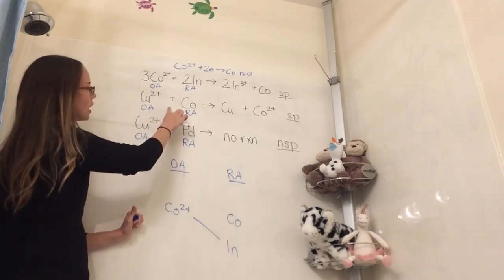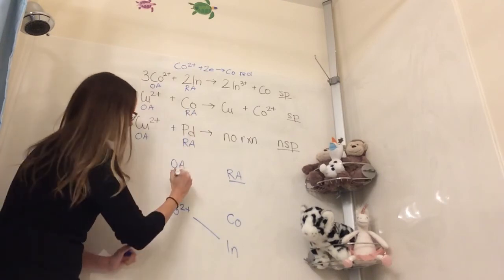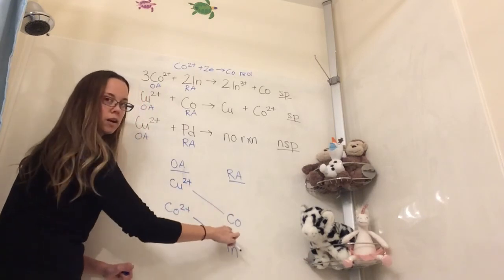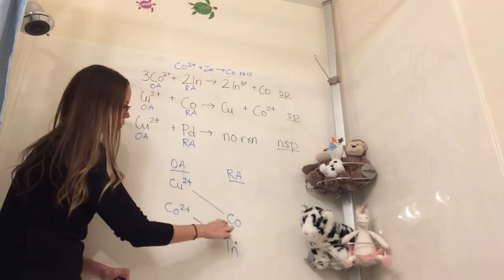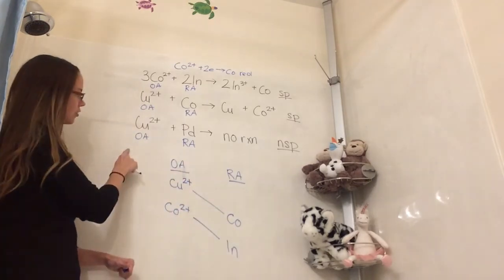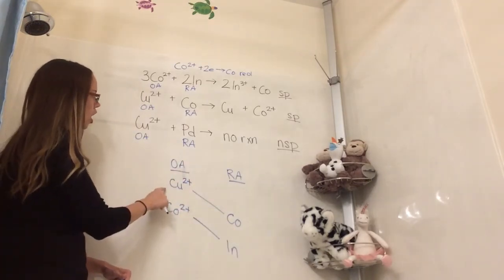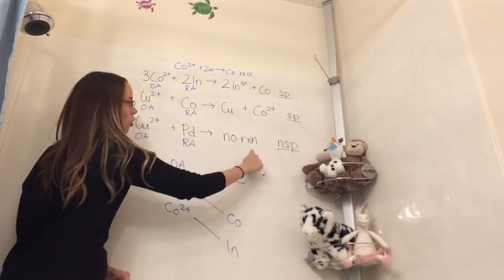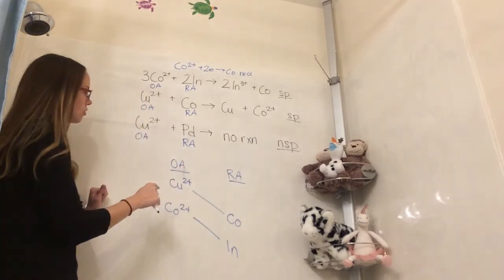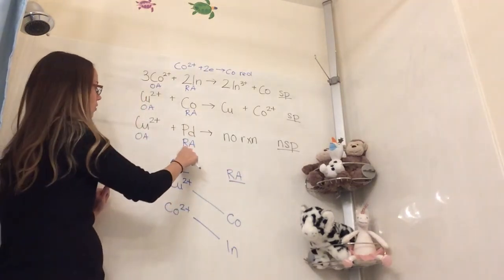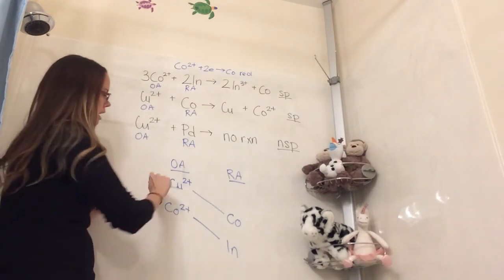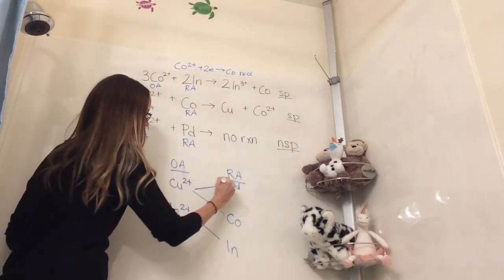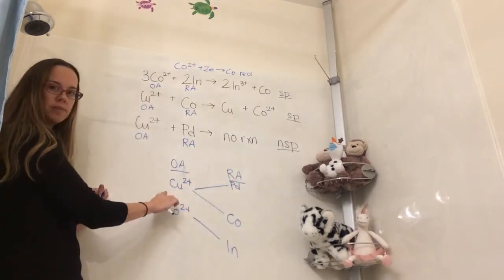And then our copper ion and our cobalt are reacting. So our copper ion as an oxidizing agent must be above our cobalt solid. So here we have another spontaneous reaction. Our last reaction tells us that our copper ion and our platinum don't react. There's no evidence of reaction, so this is a non-spontaneous reaction. That means our reducing agent must be above our oxidizing agent. I haven't left myself a ton of room, but what that means is that platinum over here is above our copper ion right here.